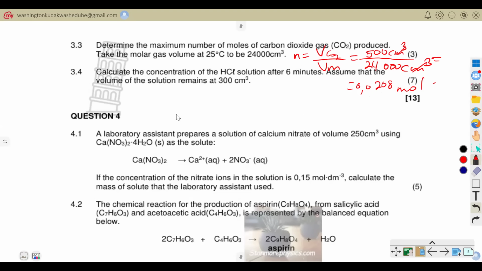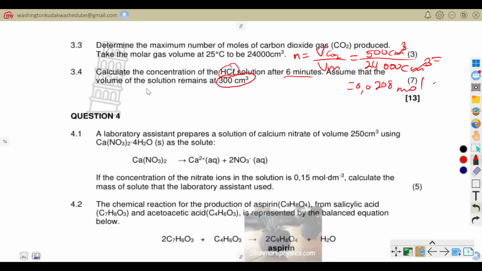So the total number of moles you find is 0.0208 moles. Now let's look at 3.4. Calculate the concentration of the HCl solution after 6 minutes. Assume that the volume of the solution remains at 300 cubic centimeters. Now they want you to find the concentration of HCl, given that the volume will remain the same, but they are saying after 6 minutes. So you need to find the final concentration of the excess HCl.